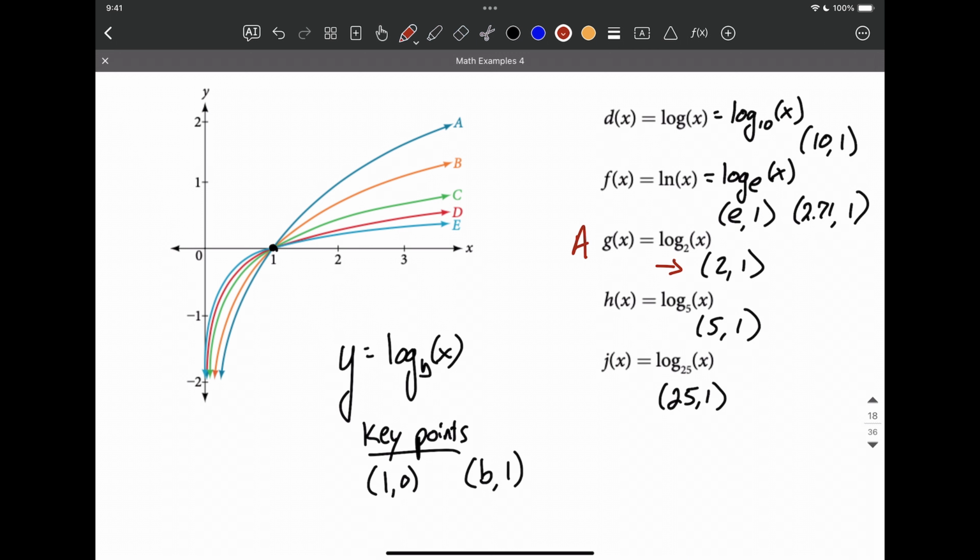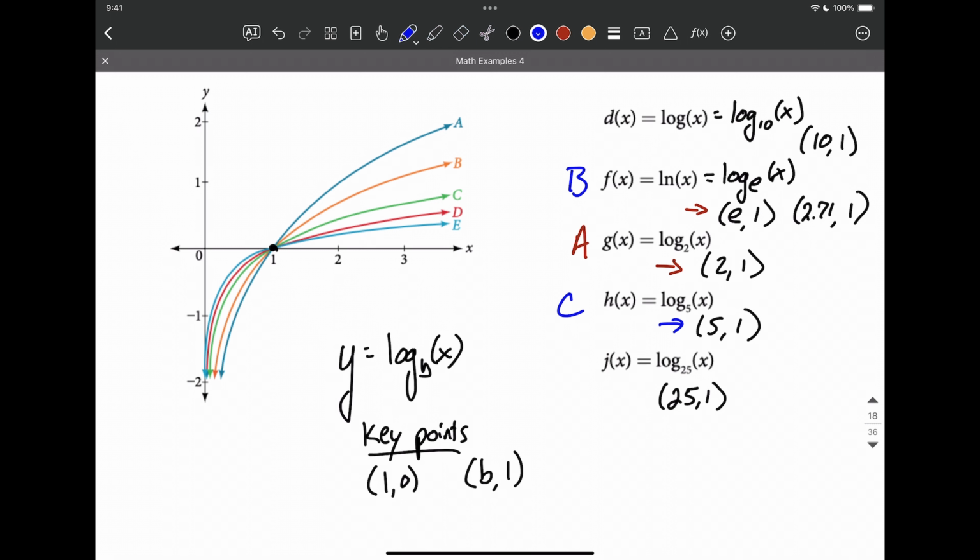The next one is going to be comparing these 10, 2.71, 5, and 25. We're going to go with 2.71 as the next smallest value, which means we have to go over 2.7, which is right around here, before we get up to 1 on the y-axis. So that's going to correspond with B. And then we just proceed the same way. The next one is going to be 5. It's going to be C.